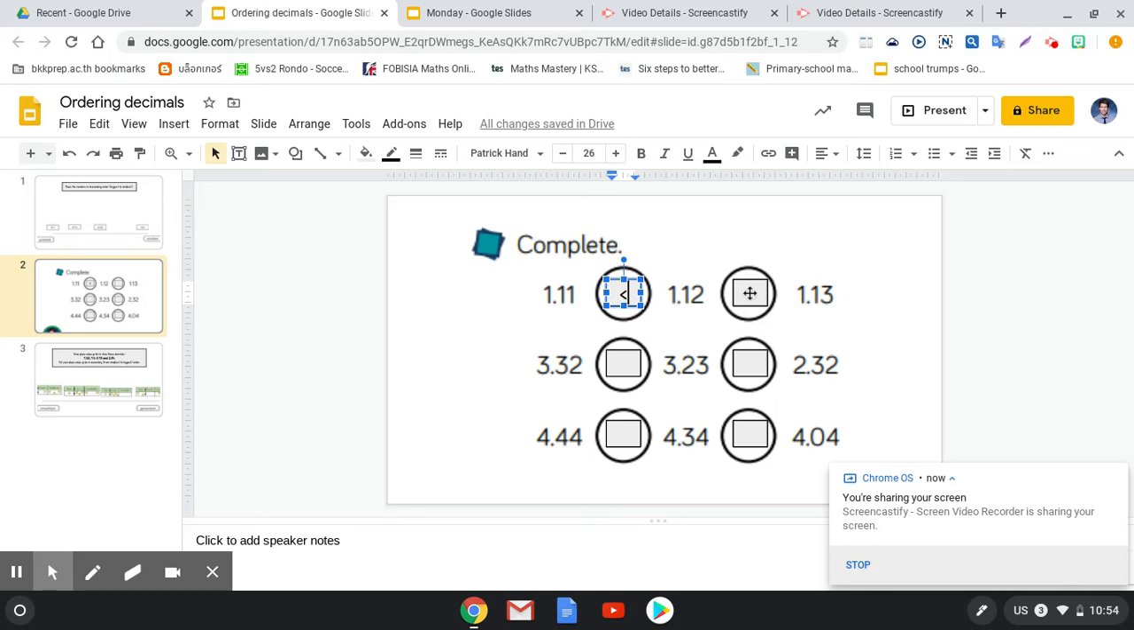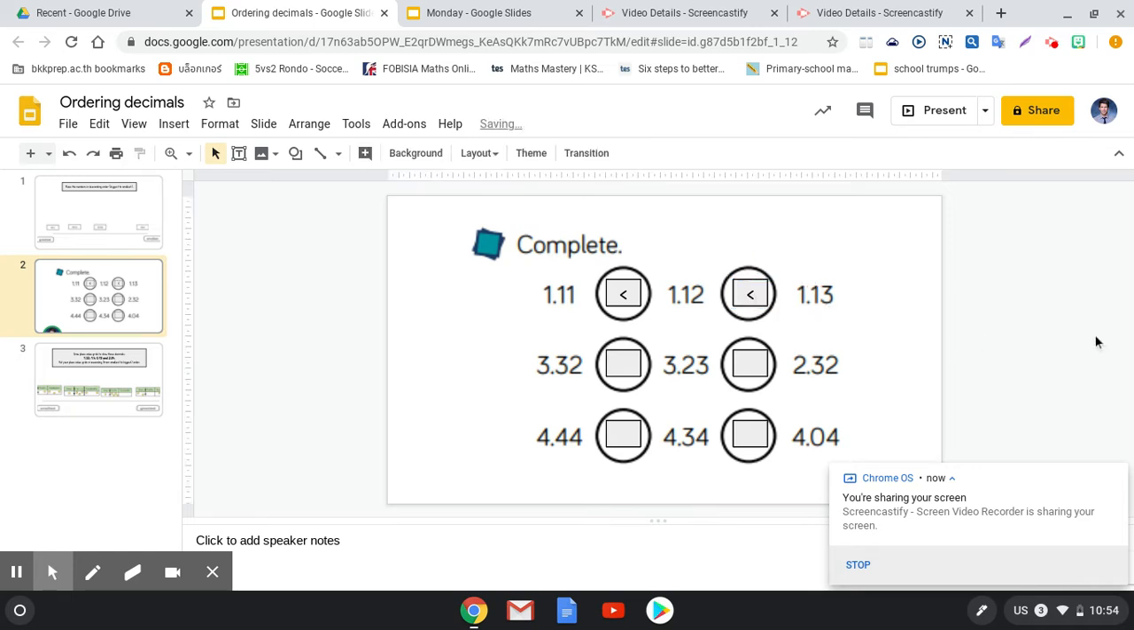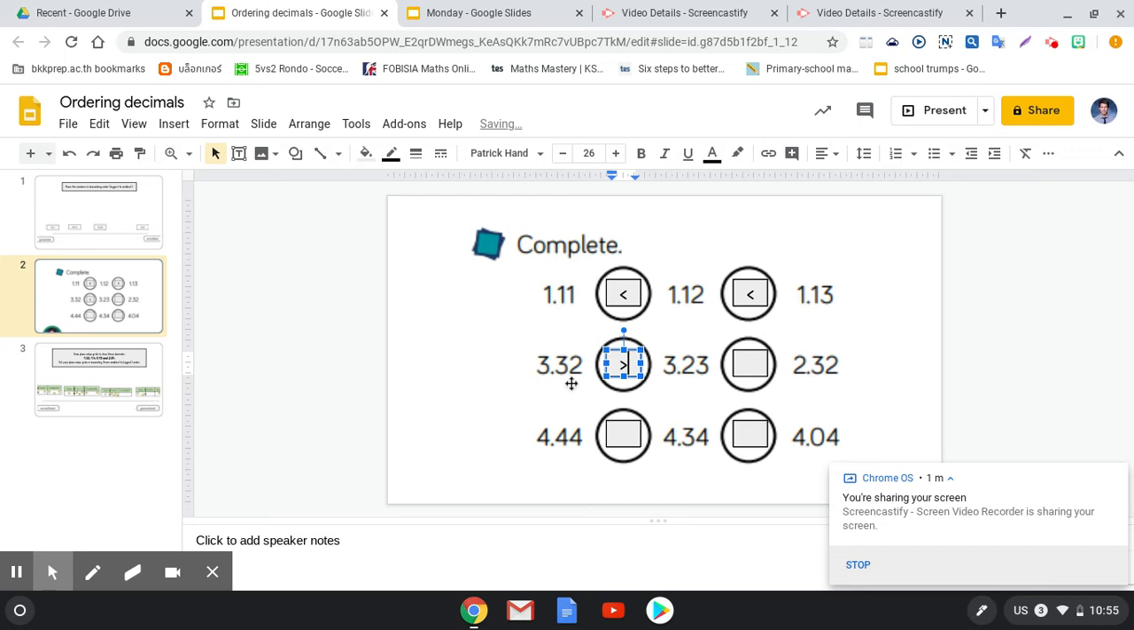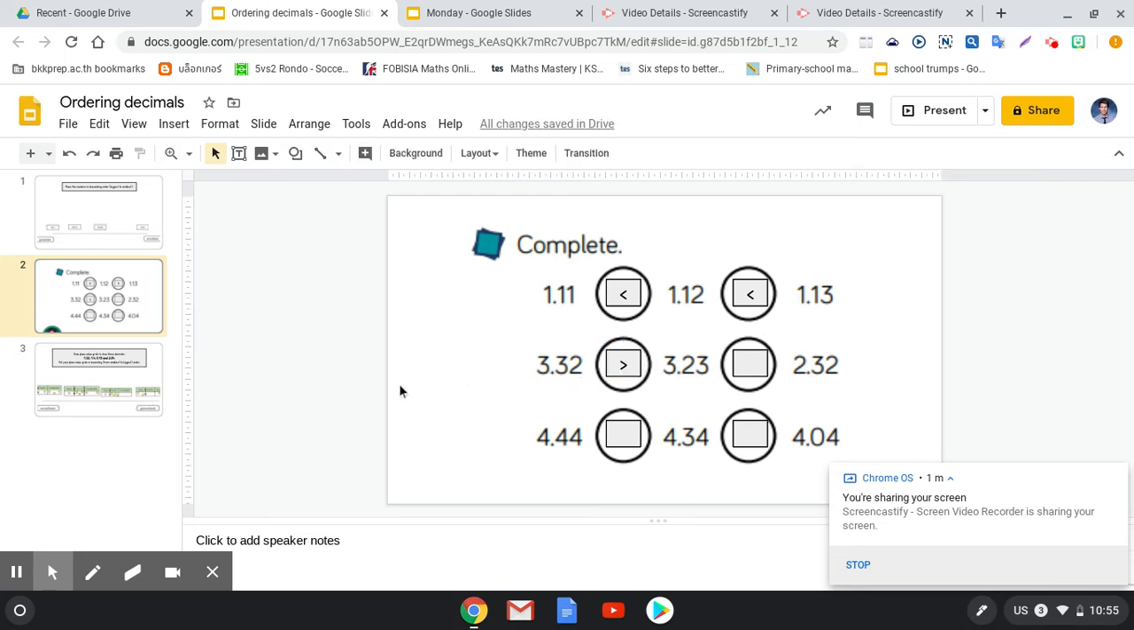But I'm going to continue the sequence, and I can look at the same numbers and go, the hundredth in here is bigger. So I can put in the symbol that shows that 1.13 is bigger than 1.12, or 1.12 is smaller than 1.13. But let's look at the second statement. So first number I got is 3.32, and the next number I got is 3.23. So if I compare the tenths, I see that this tenth is bigger. So I can use a mathematical symbol to show, with the arrowhead again pointing at the smaller number, that 3.32 is bigger than 3.23.